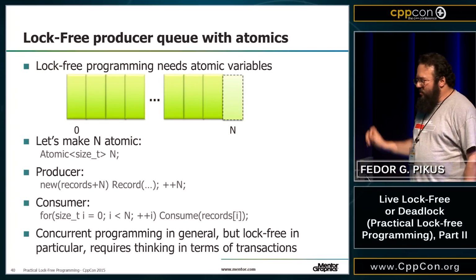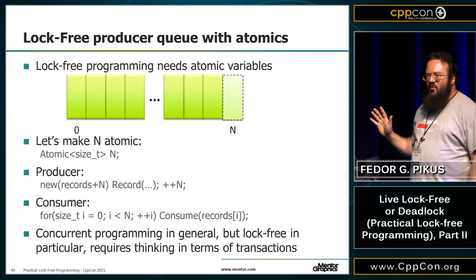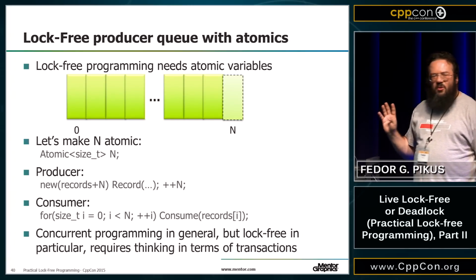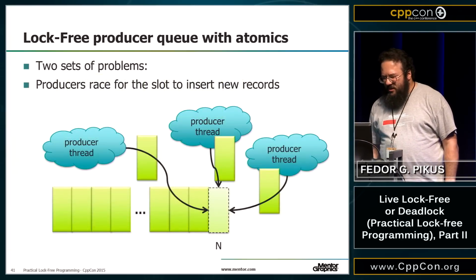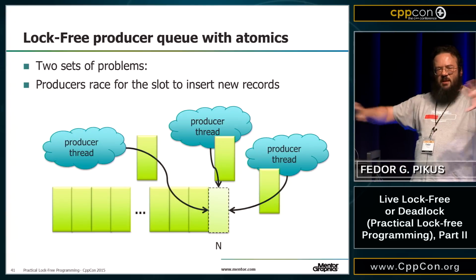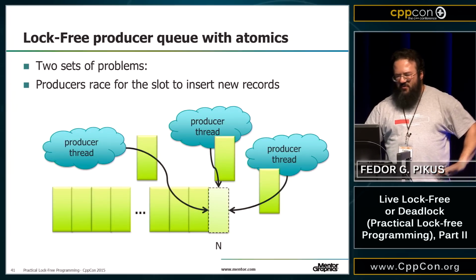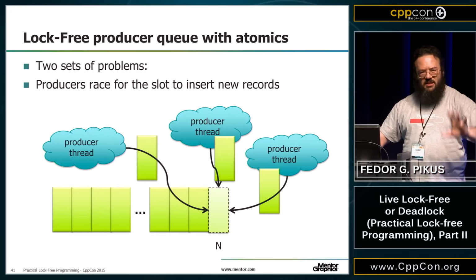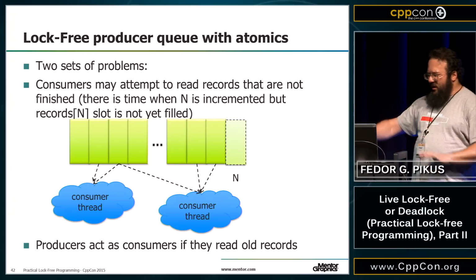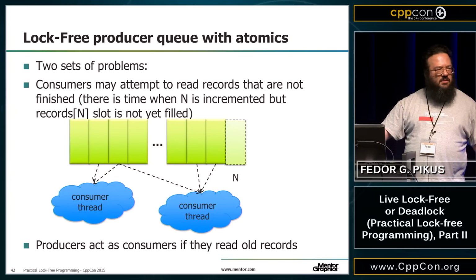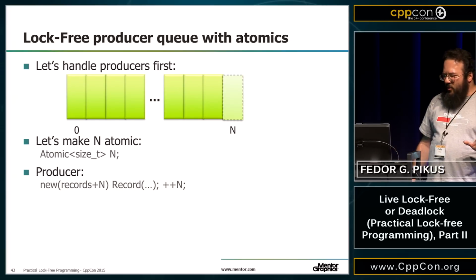So the important point to take home, true in general for all concurrent programs, but for lock-free programming it's particularly important: think in terms of atomic transactions. Okay, let's separate our problems. Let's first focus on the producers, the part where producers are competing for the same slot. The second part is where consumers have to avoid reading things that haven't been constructed yet. Okay, producer problem first.